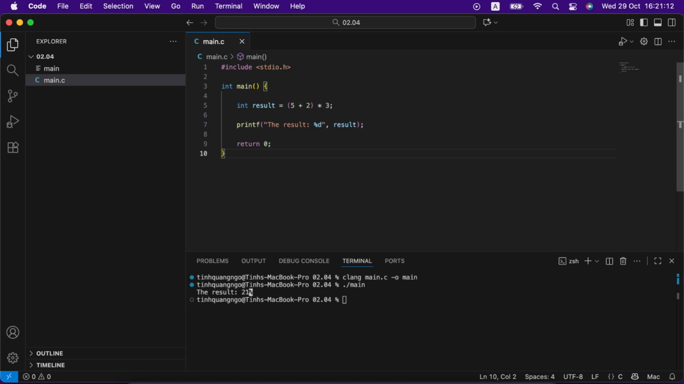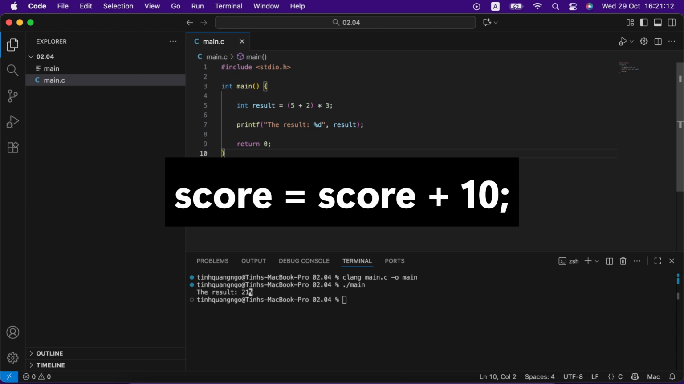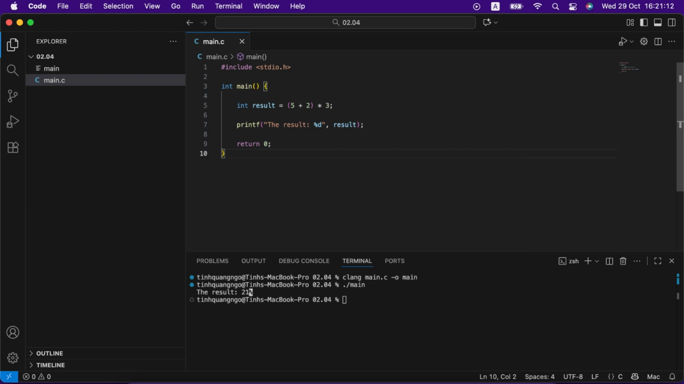Today, we learned how to calculate new values using arithmetic operators. And you may have noticed we keep using the single equal sign to store that result in a variable. But what if you want to add 10 points to an existing score? You might write score equals score plus 10. This is correct, but C gives us a much cleaner, shorter way to write this specific kind of assignment.